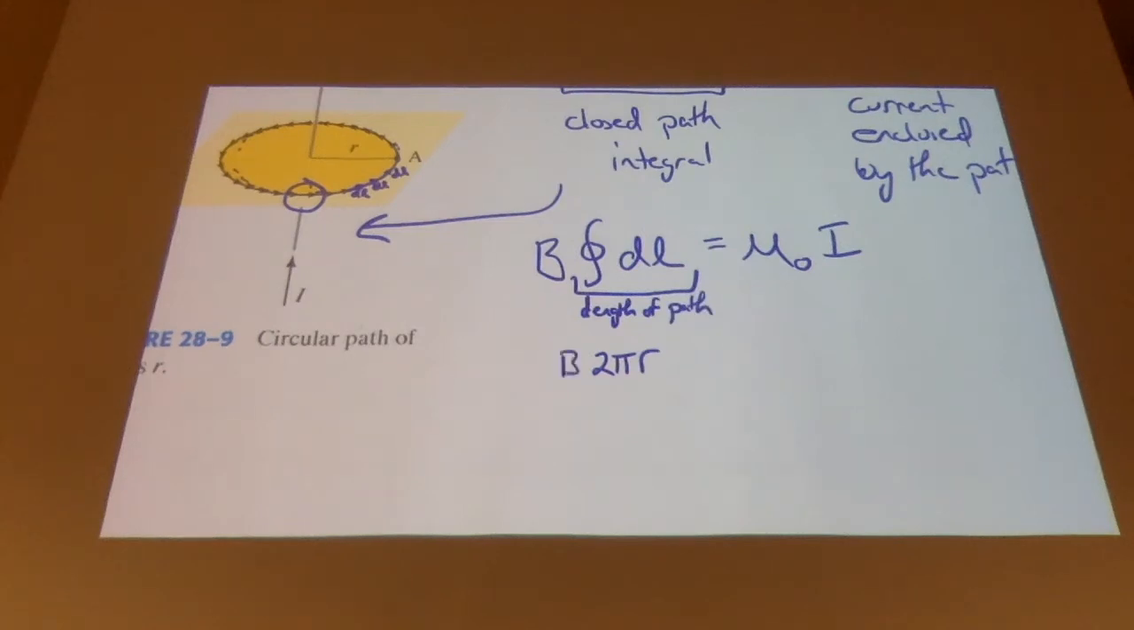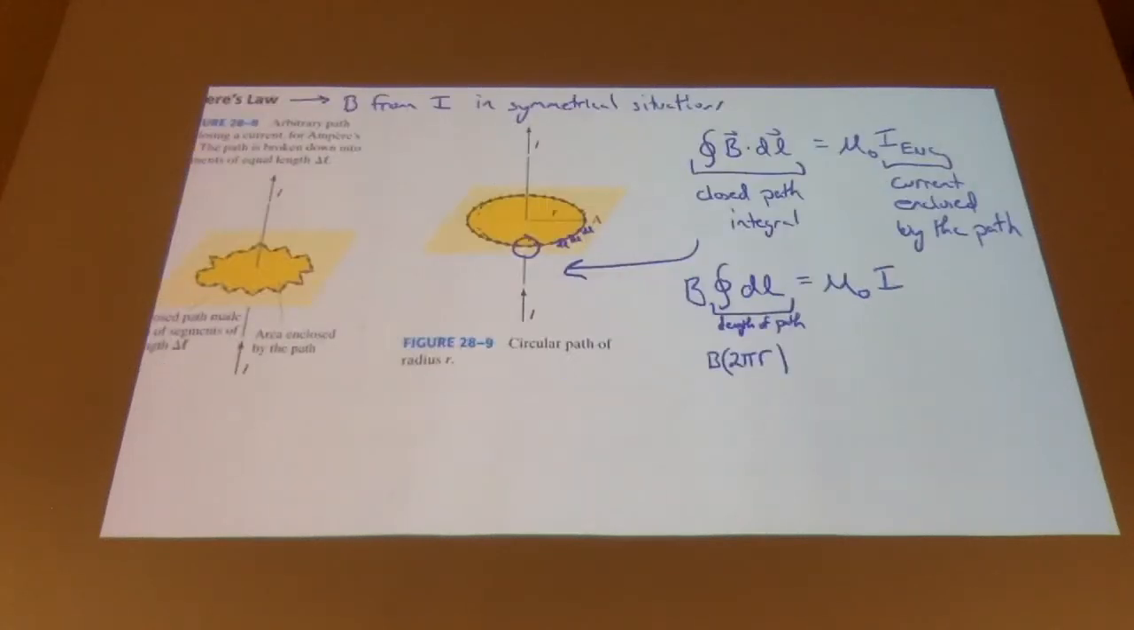So I have B times 2 pi r equals mu naught times I. And we can calculate B from that, and we get mu naught over 2 pi times I over r, which is the equation we had before. Okay? They're not really going to get much harder than that when it comes to Ampere's law.